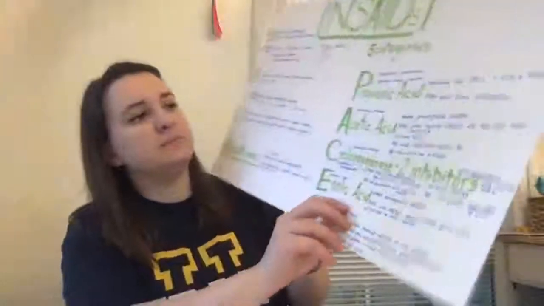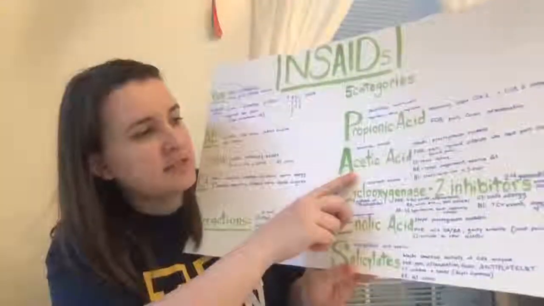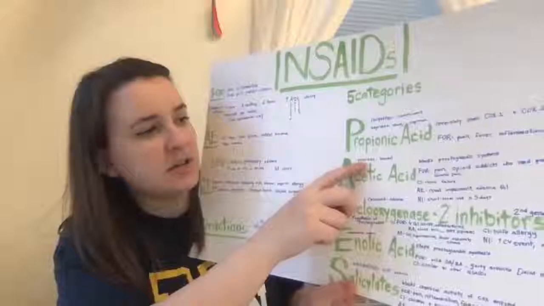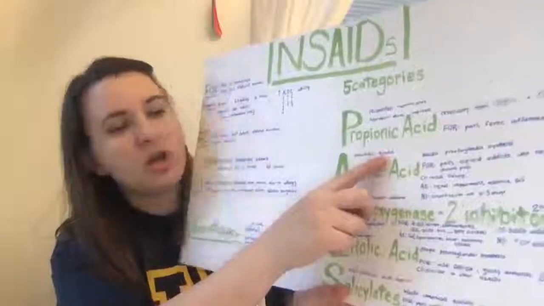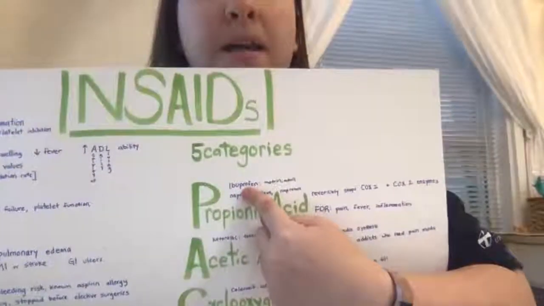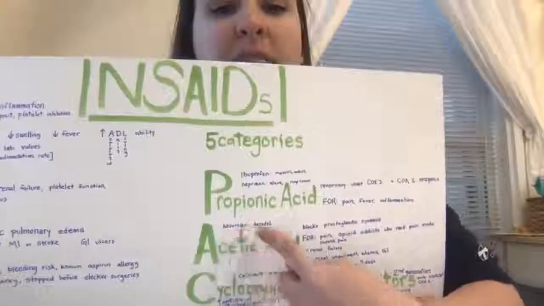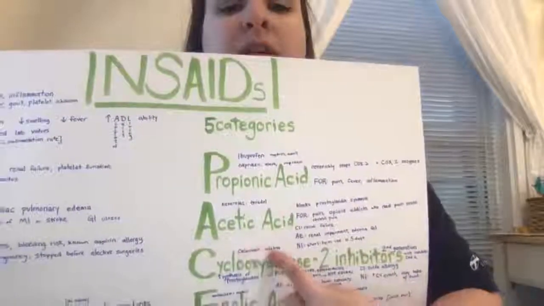The next category is acetic acid, and the drug here is ketorolac, which is called Toradol. On this chart, this is the generic name, and those are the brand names. So generic name, brand name, generic name, brand name. That's the way it's going to work here.